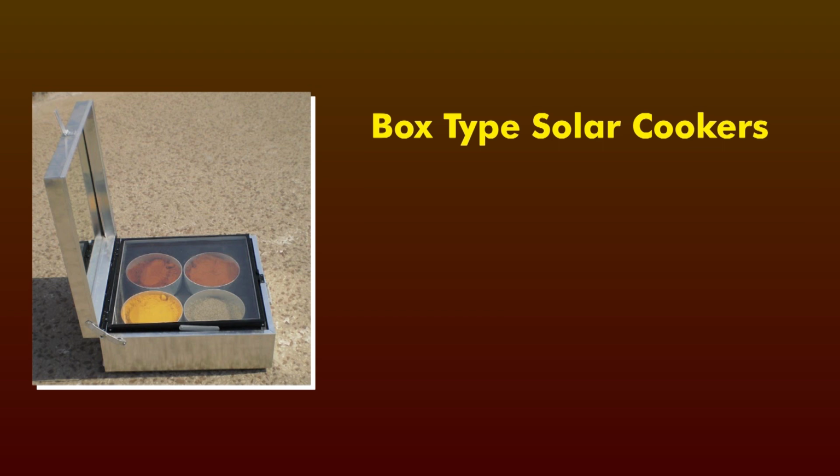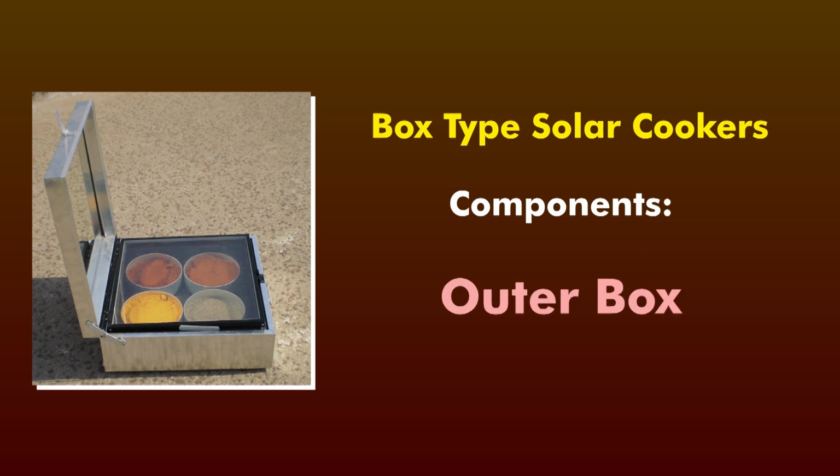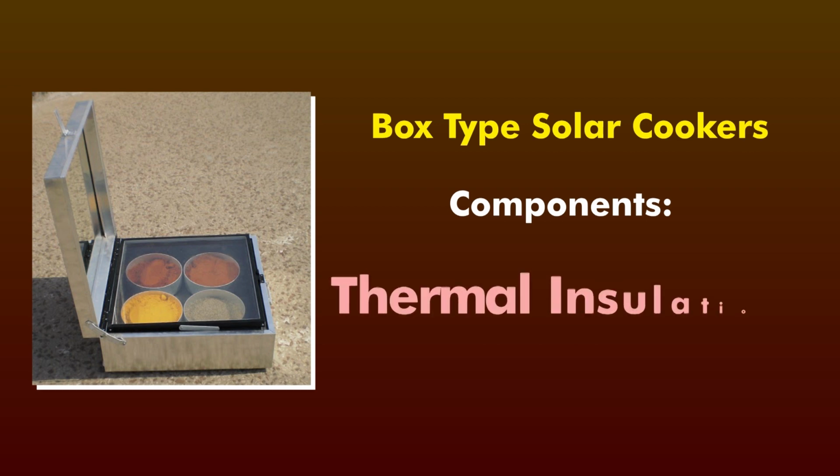Now as we can see in the diagram, there are different components of the box type solar cooker. One is the outer box, which is made of wood or maybe of iron sheet or maybe of fiber reinforced plastic. The inner box is made of galvanized iron or aluminum sheet, and the inner side is coated with black paint. Thermal insulation, which is also a component of the box type solar cooker, is made of glass board or thermocol.